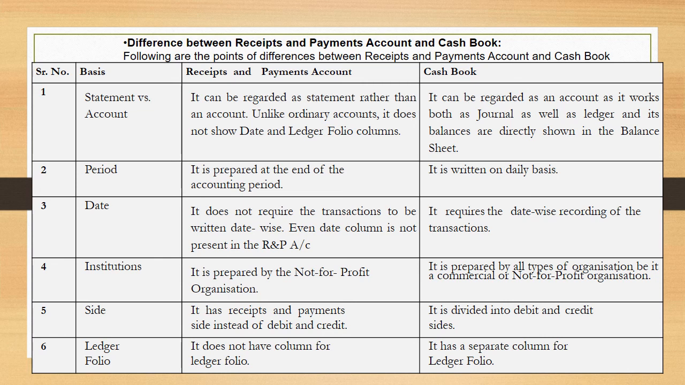Sides. Receipt and payment account की top sides को हम receive side और payment side से indicate करते हैं, whereas in cash book we just write particulars in place of received and particulars in case of payment. Now, ledger folio. In case of receipt and payment account, a separate column for ledger folio is not created, whereas in case of cash book, a separate column is created for ledger folio.